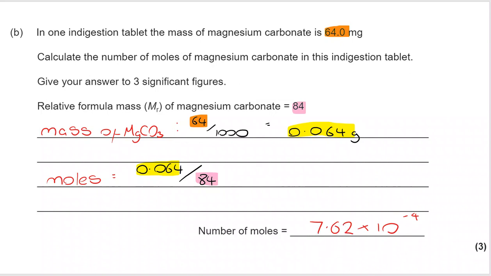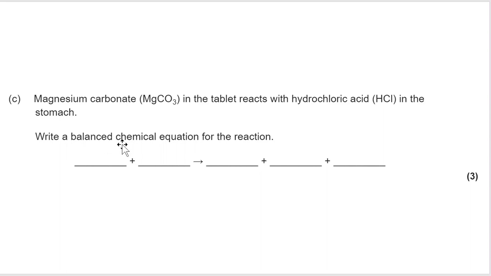For part C, we have got a balanced chemical equation for the reaction between magnesium carbonate and HCl. So they are both provided. Now we need to know that we're making magnesium chloride. Magnesium is in group 2, plus 2 charge. Chloride is in group 7, or chlorine, with a charge of -1. So the formula is MgCl2.